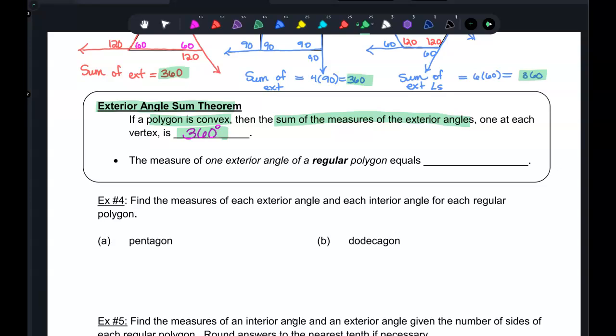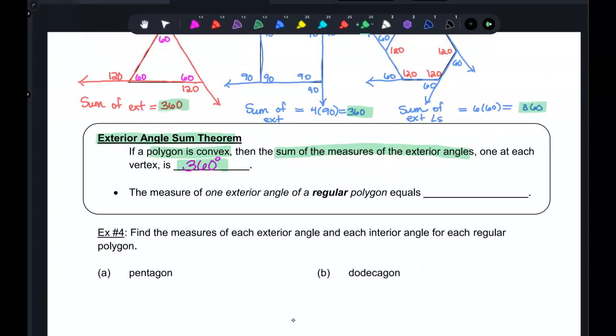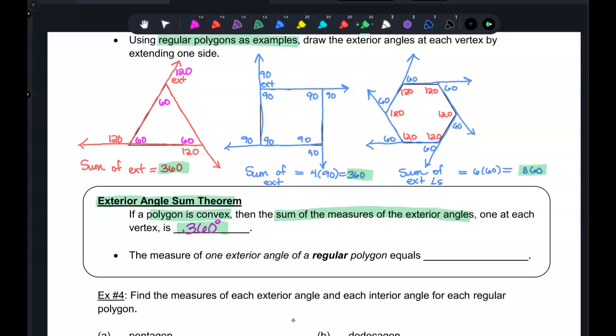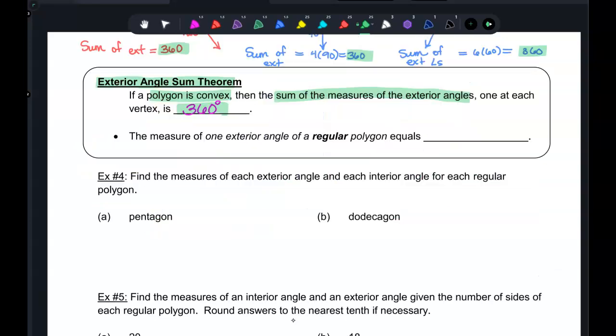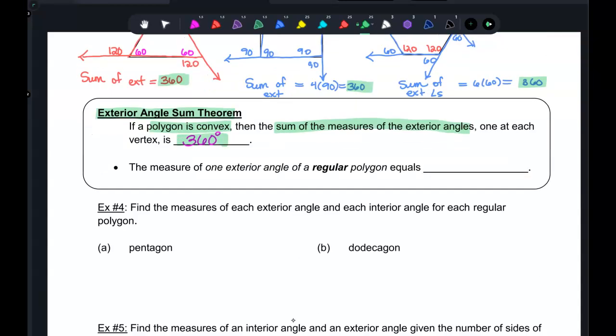Versus the interior angles, it's going to be bigger and bigger depending on how many sides. Yeah, Maya. So as you add more sides, the exterior angles get smaller and smaller, and the interior angles get bigger and bigger. Yeah, absolutely. So what if we wanted to find just one exterior angle of a regular polygon? 360 divided by n.